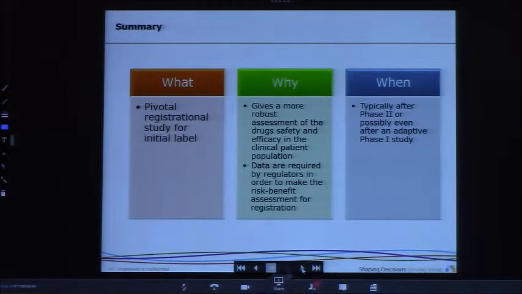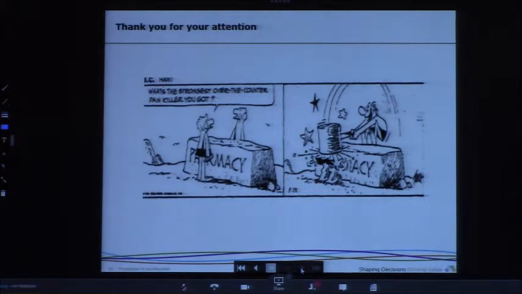And then it's typically done after phase 2, but again, possibly even after an adaptive phase 1, if one's able to do that in an accelerated fashion. So apologies for going through that so quickly and very simplistically, but are there any questions on phase 3?